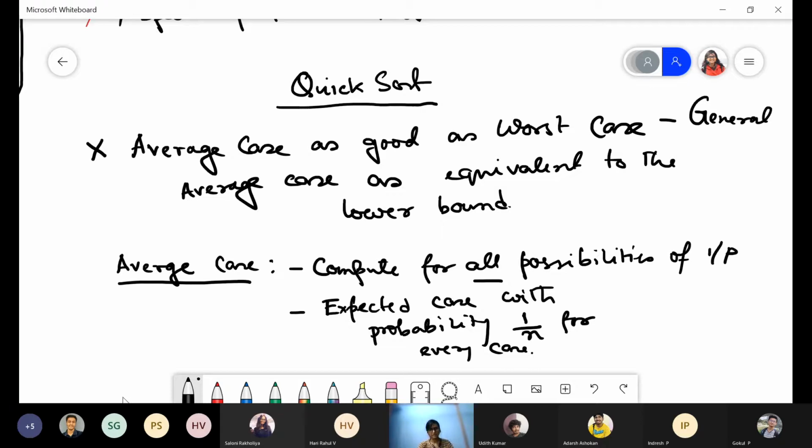If I say that probability is not 1 by n, then that will not be the average case, that will be some other expected case. Suppose some input has a higher probability of occurrence than the other input. In that case, that will not give you the average case. That will give you some expected case with that specific probability.